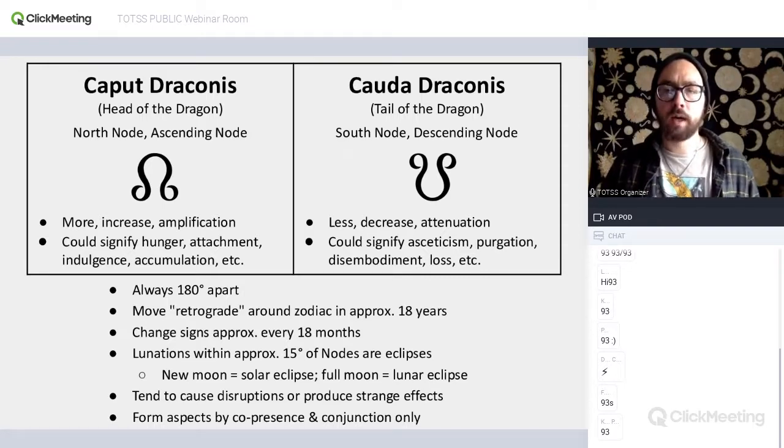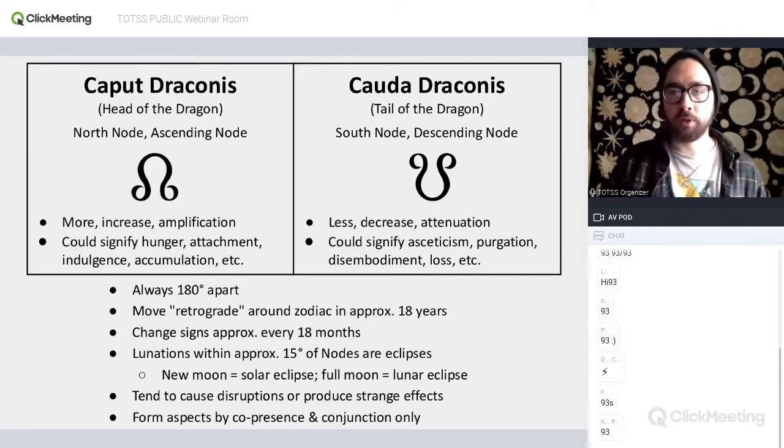Also, the nodes don't form aspects with the other planets in the normal way. There's maybe one exception to this that we're not going to get into here, but in general, you're looking at conjunctions with the nodes, so when planets are very close to them, or even when planets are just sharing the same sign. So if you have the North Node in Scorpio, any planet in Scorpio will share some of that, will be influenced by the node, but especially if they're very close by degree.